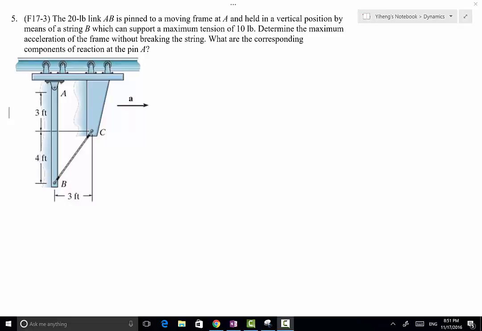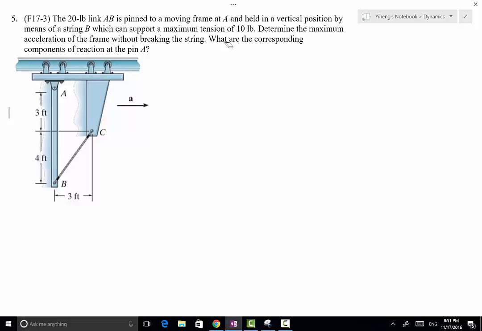In this problem, we have a 20-pound link AB that is pinned to a moving frame at point A, and it is held at a vertical position by a string BC right here. This string can support a maximum tension of 10-pound force, and we need to determine the maximum acceleration of the frame without breaking the string, which is also the same language as the minimum acceleration of the frame that can break the string.